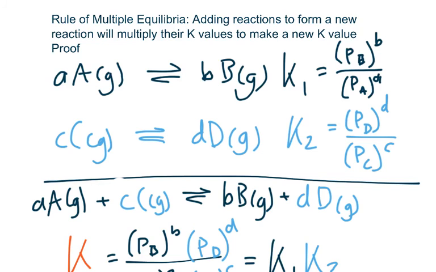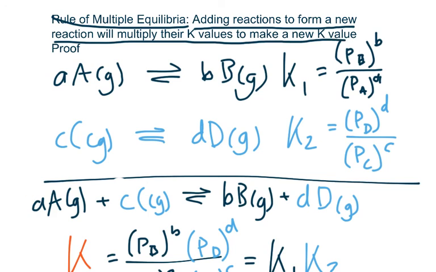And before we end this video, I want to go over something that is very important that will be used in future videos. This is called the rule of multiple equilibria. It states that adding reactions to form a new reaction will multiply their K values to make a new K value. Now, let's prove this to ourselves.